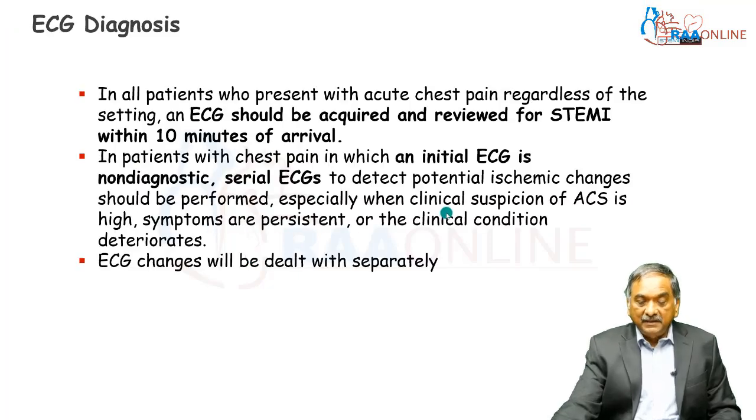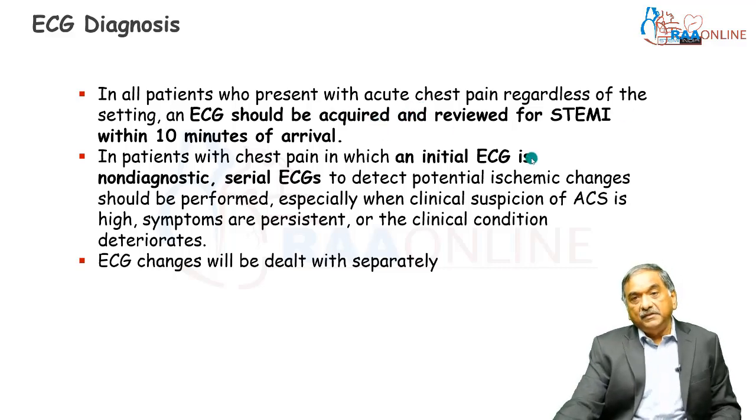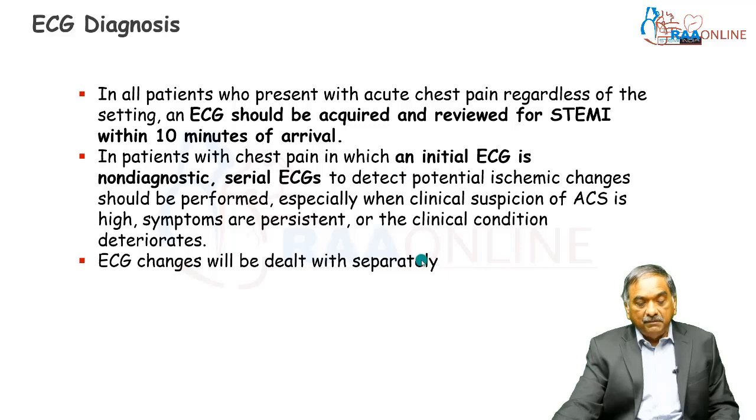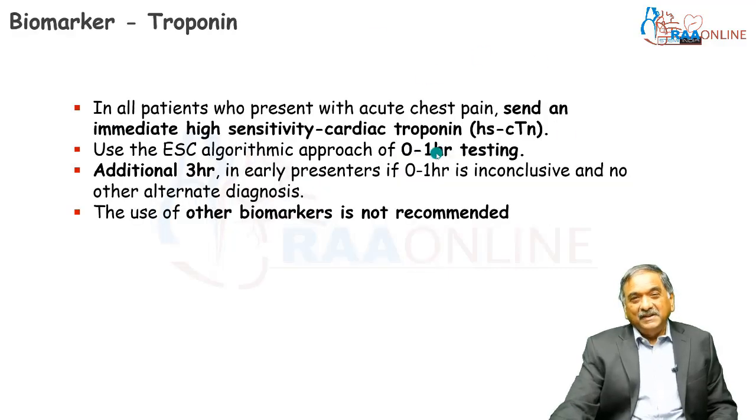In all patients, I think we need to emphasize, as soon as the patient arrives with chest pain, an ECG needs to be done and the diagnosis made within 10 minutes of that ECG. If the initial ECG is non-diagnostic, then serial ECGs need to be performed. In all patients with chest pain, send an immediate high sensitivity cardiac troponin. There is an ESC algorithm, which we will look at in a minute, of 0-1 hour testing, which will quickly rule in or rule out acute coronary syndrome.